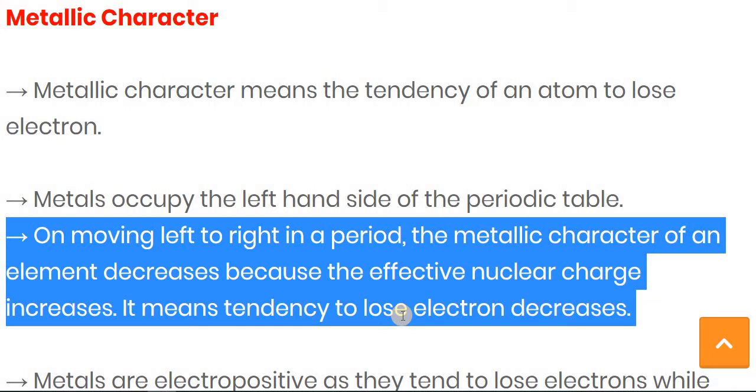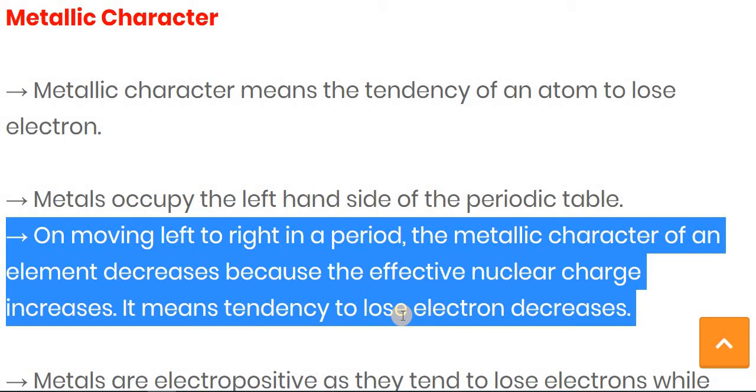As we see, if you are moving from left to right in a period, the force of attraction between the nucleus and the electron increases, and due to that increased force, the electron is not easily lost. We can say that moving from left to right in a period, the metallic character decreases, because due to the strong attraction force, the metal is not able to lose its electron easily.